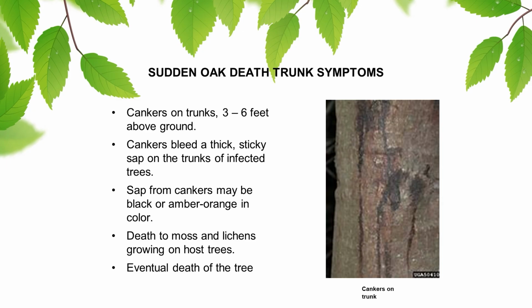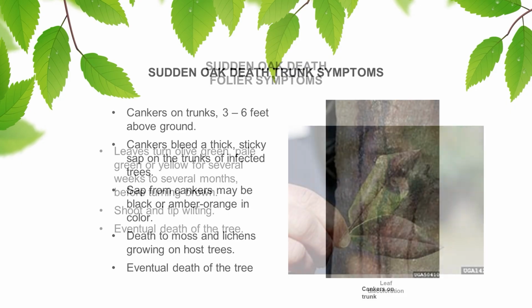Sudden oak death trunk symptoms. Cankers on the trunks of infected trees are the primary symptom of sudden oak death. They are usually 3 to 6 feet above the ground. Cankers bleed a thick, sticky sap on the trunks of infected trees. The sap from cankers may be black or amber-orange in color. Death to moss and lichens growing on host trees may also occur. Eventual death to the tree will likely occur without an effective management program.